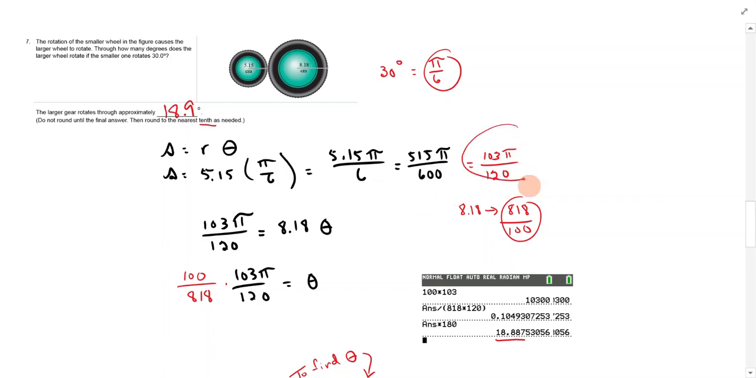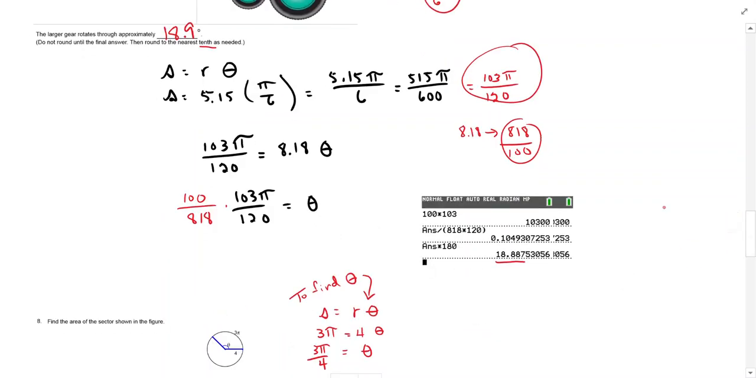Now, that amount has to equal the 8.18 theta. For 8.18, we're going to multiply by 100 on the top and get 818. On the bottom, we had a 1, so that became 100. When we divide by 818 over 100, it flips. When you finally do all of that, you get 18.887, and it says round to the nearest tenth. So we had 18.9.